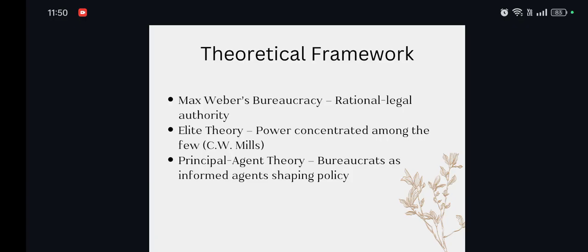To understand the role of bureaucratic elites, we must first look at three theoretical frameworks. First, Max Weber's theory of bureaucracy, where bureaucracies are structured hierarchically and operate on the basis of expertise and formal rules. Second, elite theory. C. Wright Mills suggested that a small, powerful group controls decisions, and bureaucrats form an important part of this elite. Third, principal agent theory. It shows how bureaucrats, with their information advantage over elected leaders, often shape policy choices beyond simple instructions.